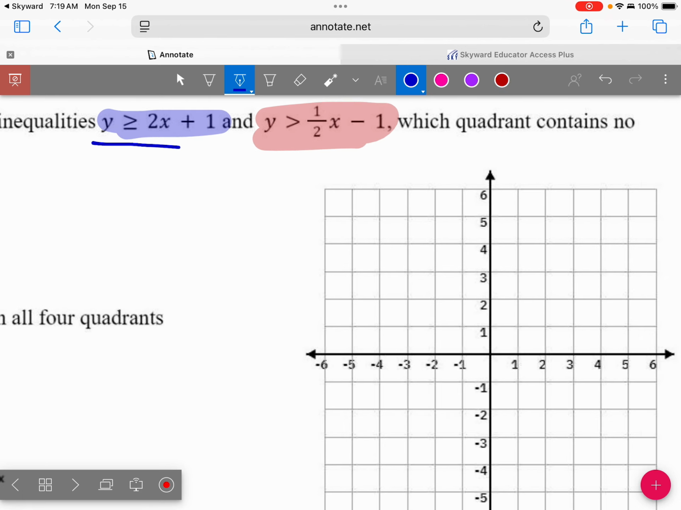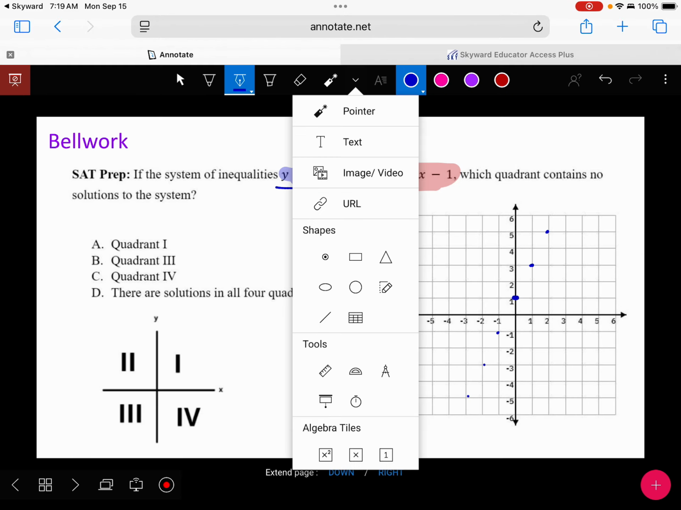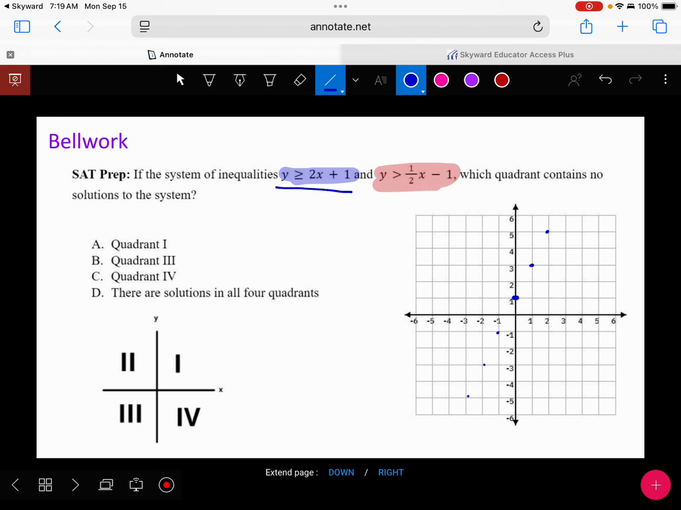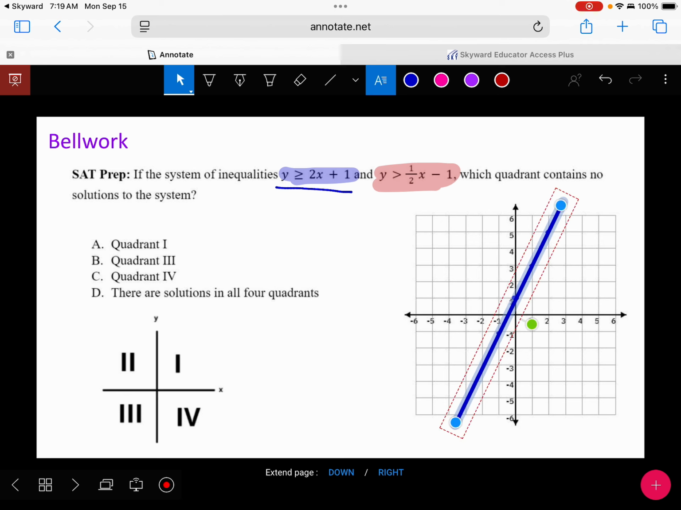So our blue one, I'm going to graph that one. I'm going to switch my stylus. It's in slope-intercept form, so I'm going to start at that one. We're going to have a slope of 2. Since it has that equal sign, we should have a solid line. And then which way do we shade? Do we shade above it or below it?